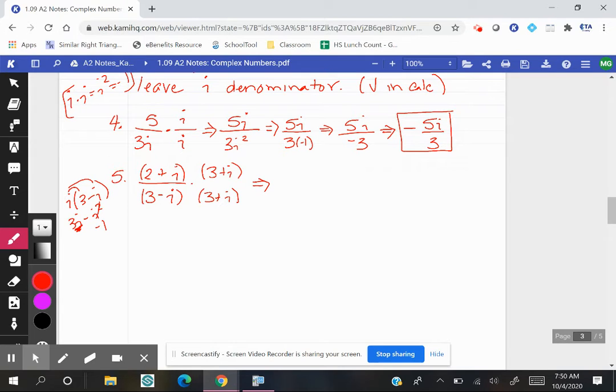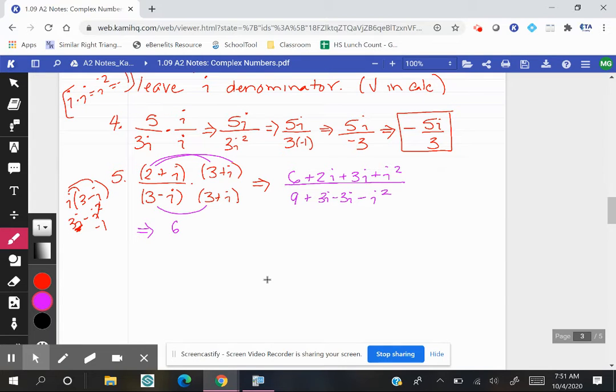So now I've got this numerator here that I need to FOIL out. So 2 times 3 is 6, plus 2i, plus 3i, plus i squared. Over, in the denominator, we're going to FOIL that as well. 9 plus 3i minus 3i, and these middle terms should always cancel. And again, the last term's very, very important. Negative i times positive i is a negative i squared. All right, let's continue to simplify.